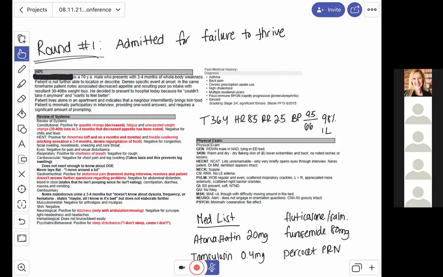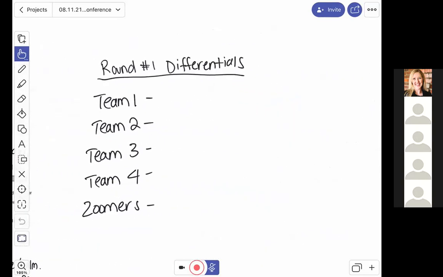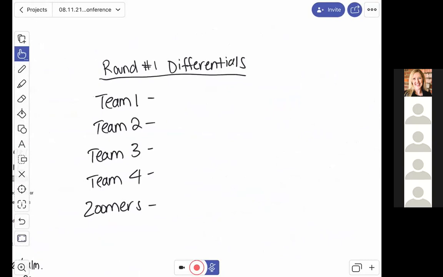All right, so 3 minutes are up. Let's talk through. We have two groups here in the room, and then Zoomers have not typed anything into the chat yet, but we will get their responses. So let's come up with your differentials. We'll just do team 1 and team 3 for in the room, and then Zoom will be its own. So what came up on your differential for this particular guy admitted for failure to thrive?